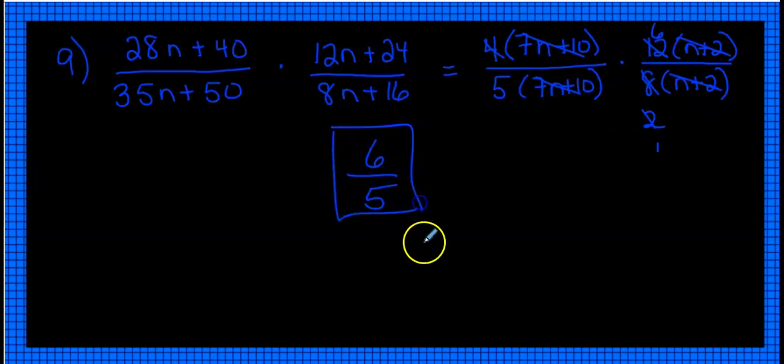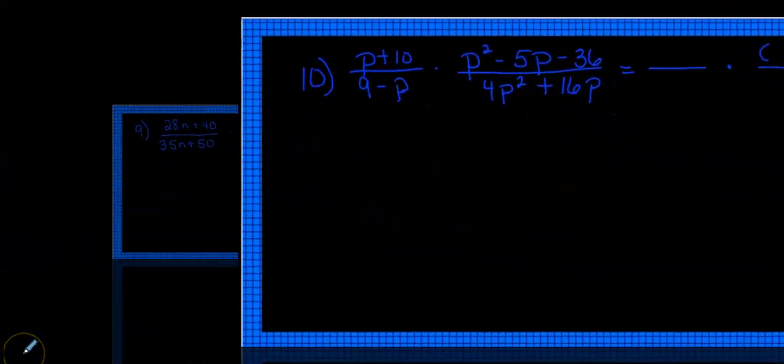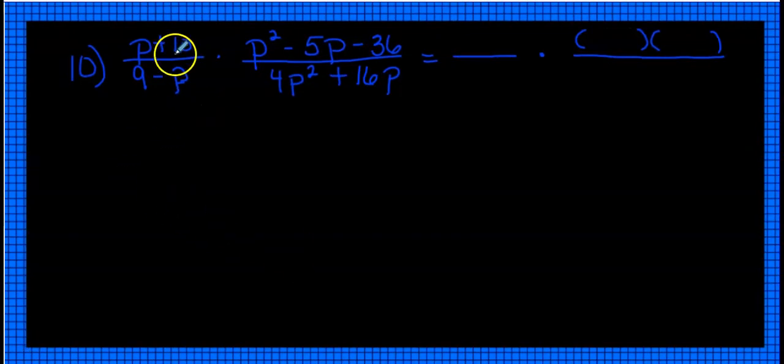No variables left over. For number 10, I would again encourage you to pause your video. Understand that in this first expression, there's nothing that can be factored. However, I see this 9 minus p, and I'm thinking I might switch that around. I might take a -1 out of that and change that to p minus 9, because I have a feeling that I'm going to have a p minus 9 somewhere that I can cancel out. That's just me. And then this one can be factored into 2 binomials, and then this one you'll take out the greatest common factor.